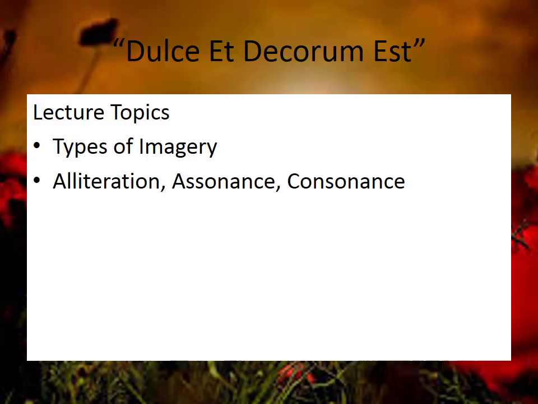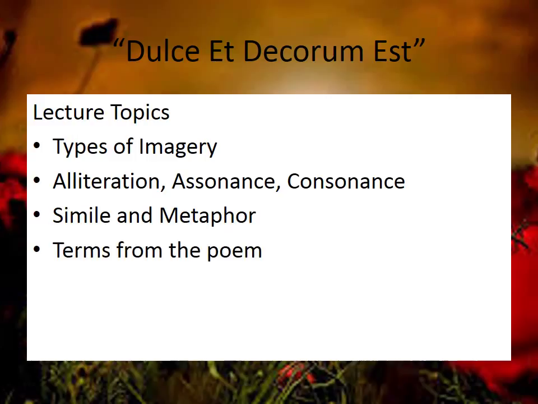I'm not going to go over the poem line by line like I have done in the past. Instead, I'm going to just touch on some important things I want you to pull out of the poem. So I'm going to talk about types of imagery and provide you with some examples from the poem. We're going to talk about alliteration, assonance, and consonance. Some of you may be familiar with alliteration, but we don't always hear about the assonance and consonance. Simile and metaphor, those may be familiar, but I'm going to talk about it in just a little bit different of a sense. And some terms from the poem. So what I suggest is that you have a copy of the poem with you as you go through this lecture.